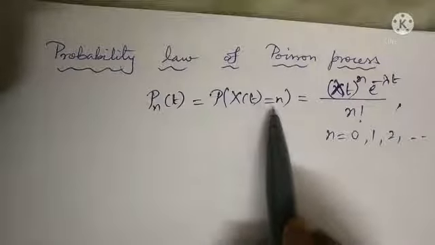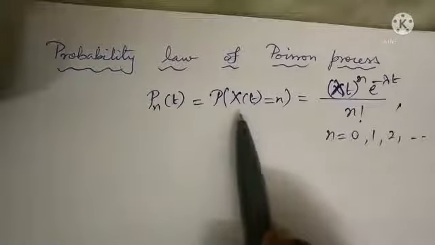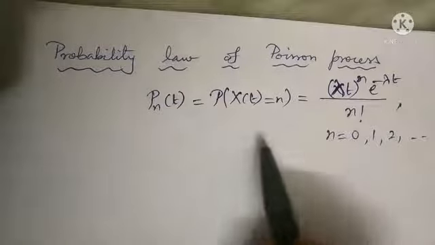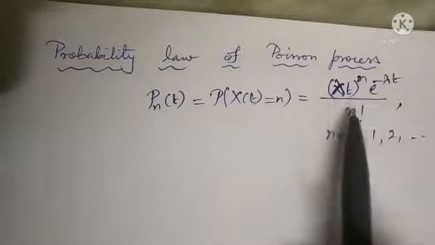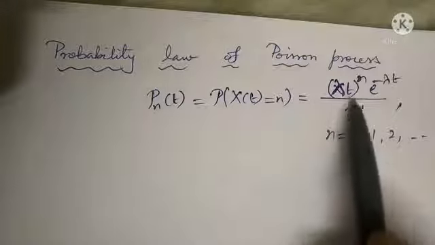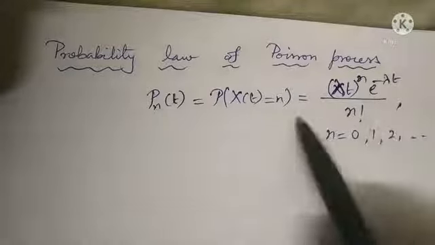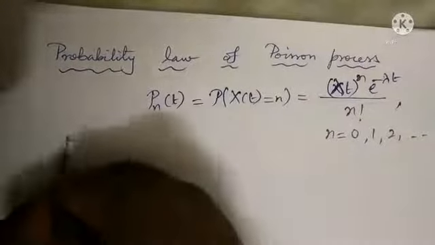Arrivals here may denote phone calls or some other arrival, right? So the number of phone calls in a certain time interval 0, t is P of X of t equal to n. So let us derive this probability law of the Poisson process: lambda t whole power n, e power minus lambda t, by n factorial. Okay, let us prove it. Proof.